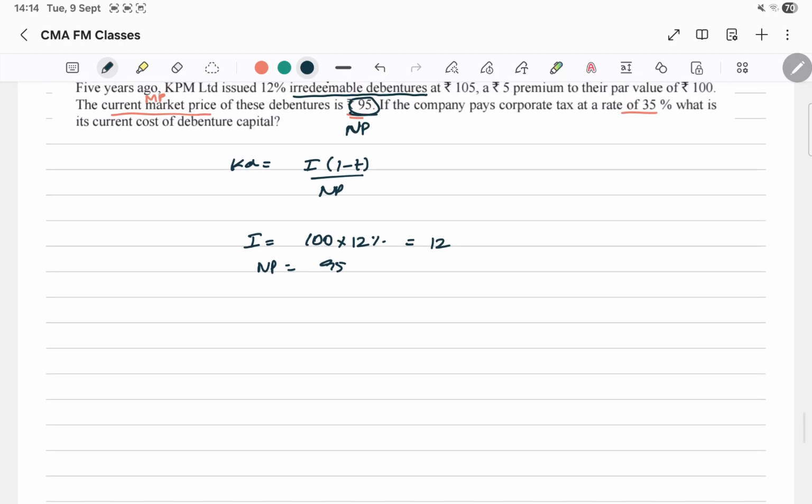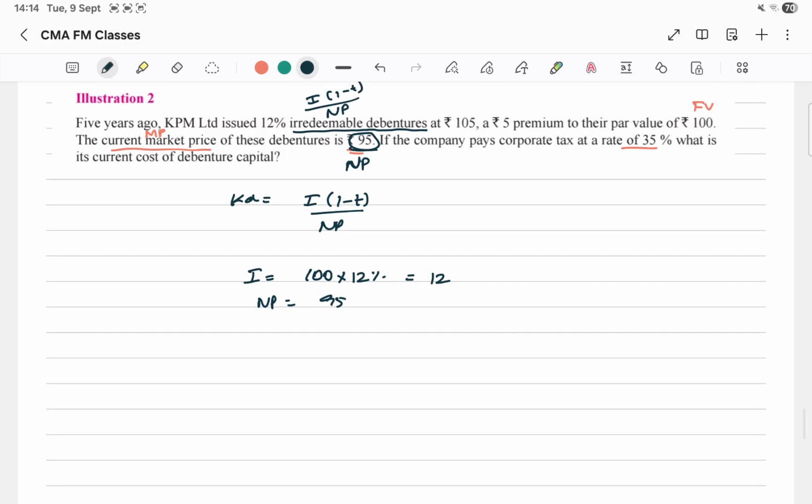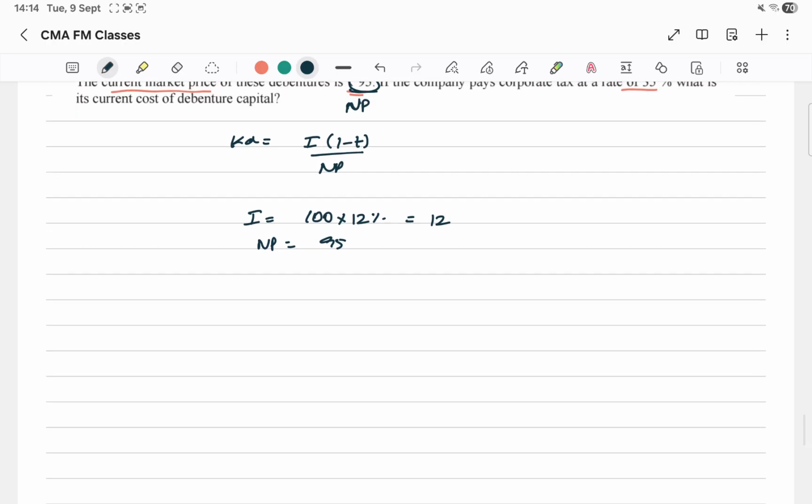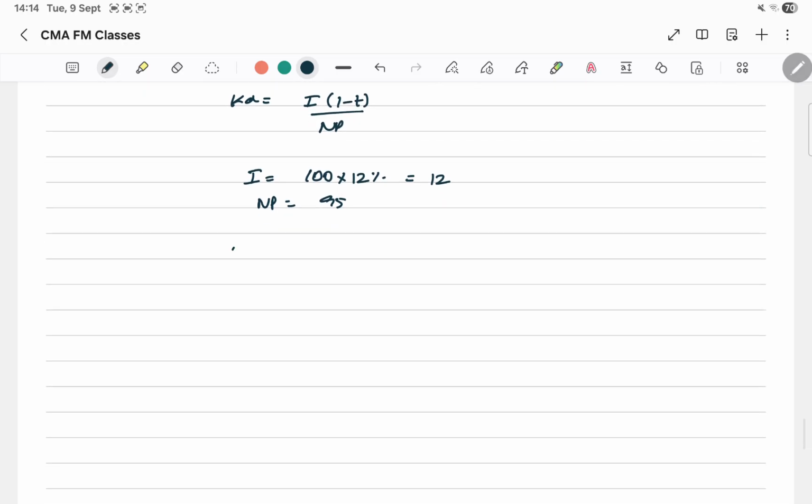I have written your market price. As per the priority of net proceeds, it is an existing debt, so that is why we have taken the current market price as the net proceeds. Now substitute in the formula: KD equals 12 into 1 minus 0.35 divided by 95. 12 into 0.65 divided by 95 into 100, we'll be getting 8.21.